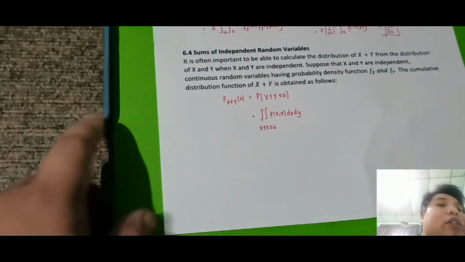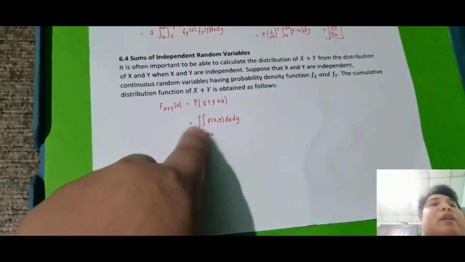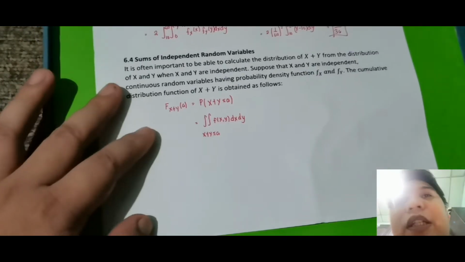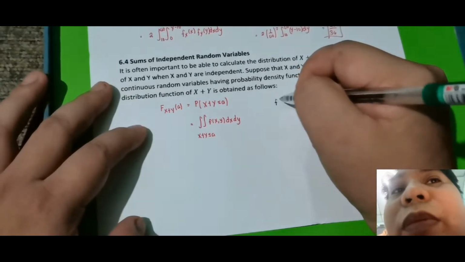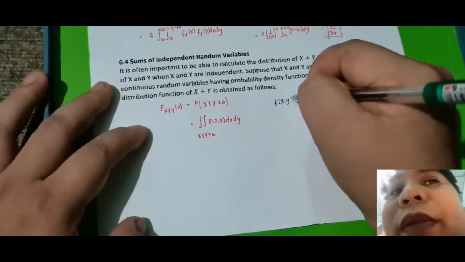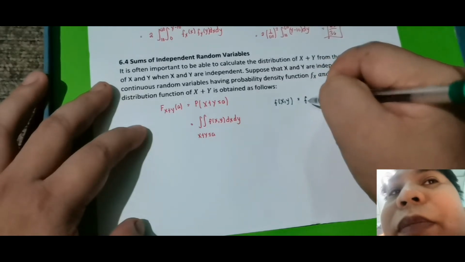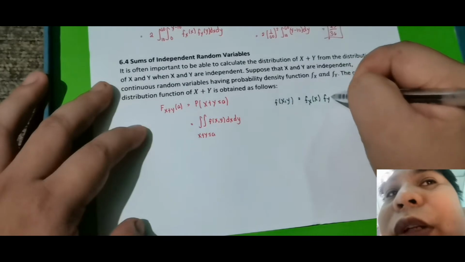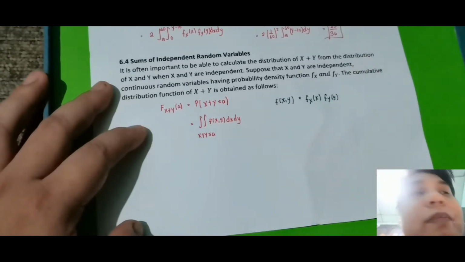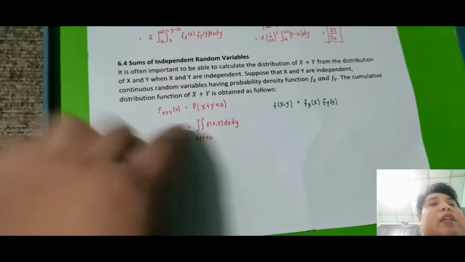Okay, and we all know that they are independent. So independent si X and Y. So since X and Y are independent, we all know that yung f of X comma Y is just equal sa f sub X of x times f sub Y of y. Okay, so meaning kaya natin yun gawin.